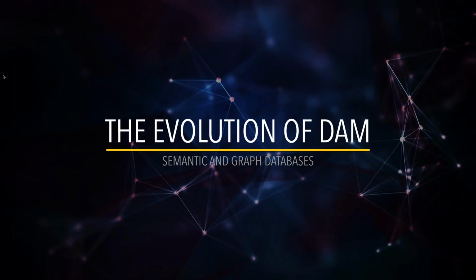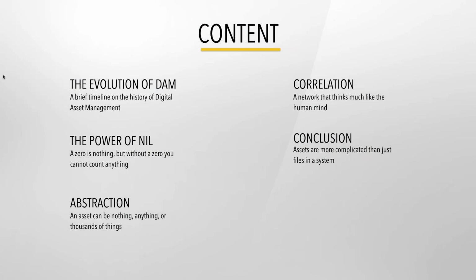I have a couple of slides I'm going to run through, really talking about the evolution of DAM and how we've progressed to where we are today. So I'm going to give you a little timeline, talk about how things started, and then talk a little bit about the abstraction and the power of nil, how we deal with assets and DAMs that aren't really assets in the traditional sense. I'm also going to talk about correlation, or how we translate traditional linear databases into something that more closely resembles the human mind. And then I'll wrap it all up and show how complex today's challenge is.